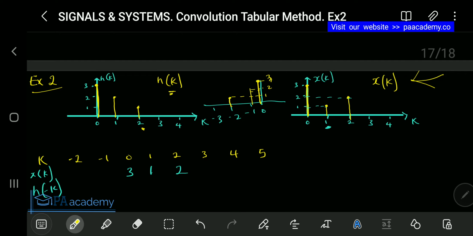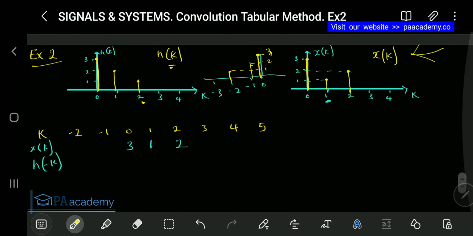Are we good? All right, so now let's bring it here. Let me just use a different color.